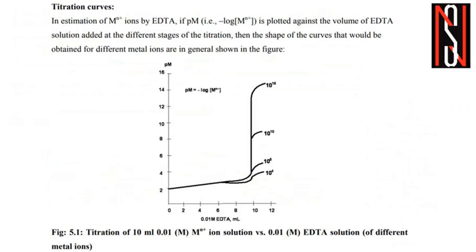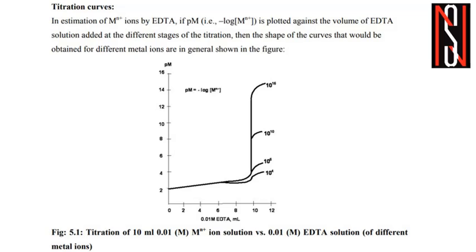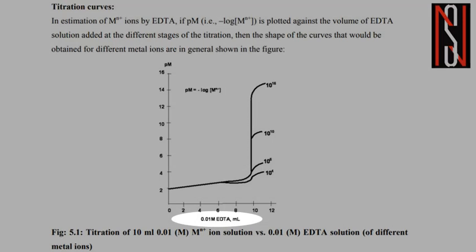So now we will learn how the titration curve of this kind of complexometric titration looks like. In this kind of titration curve, on the left-hand side along the y-axis we are taking the negative logarithm of concentration of M plus, or you can name it as pM, and along the x-axis we are taking volume of some fixed concentration of this EDTA solution.